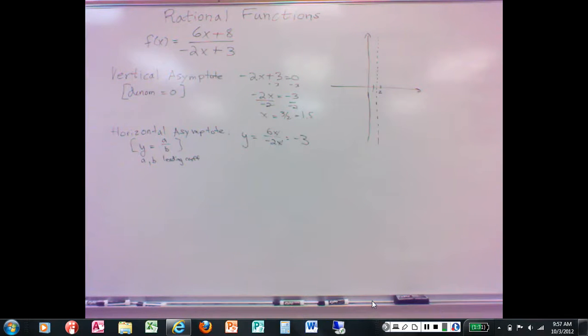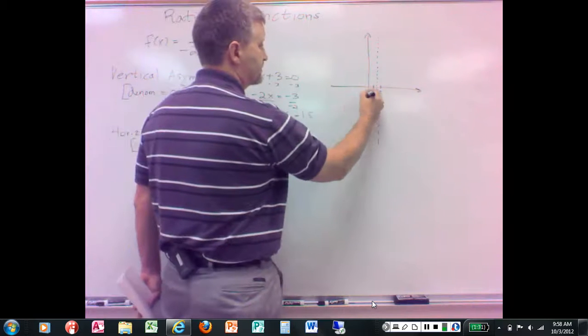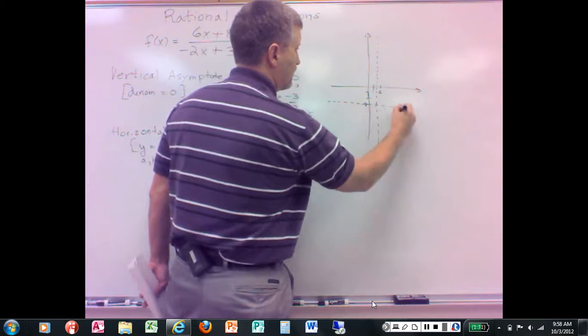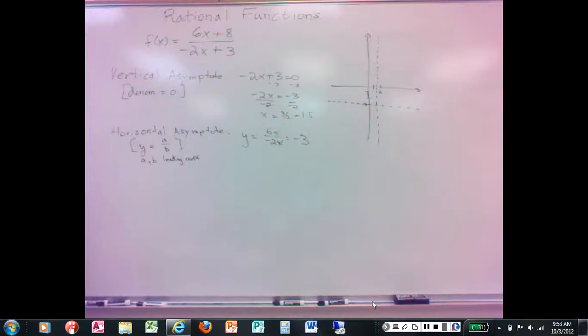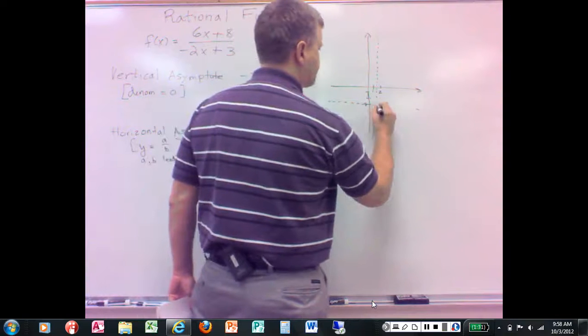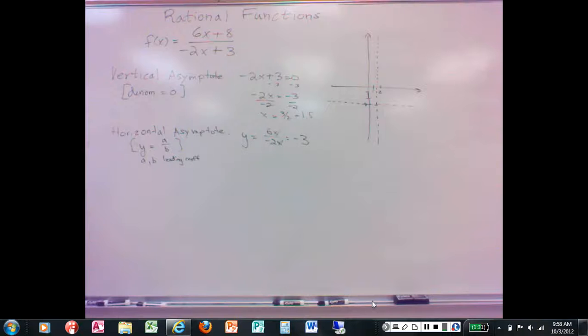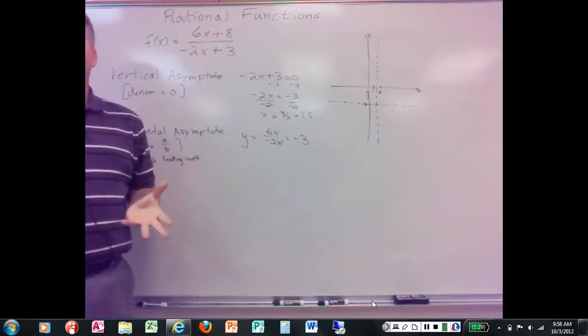All right, so since this is a horizontal asymptote, draw a dotted line at negative 3 on the y-axis. And we'll talk about what that means more in just a second. All right? And so that's how we find those two types of parts in rational functions like these.